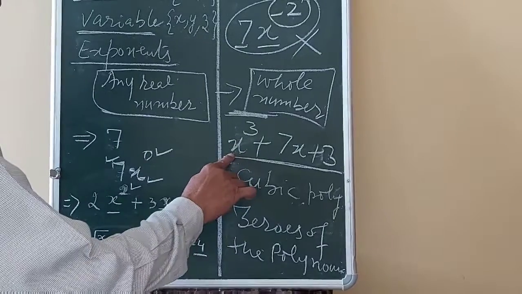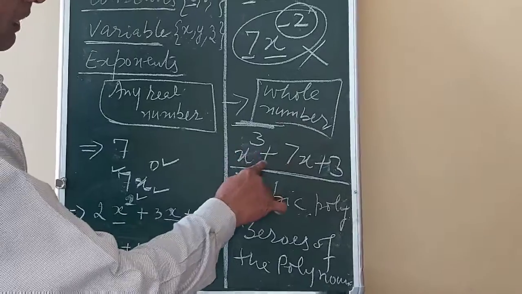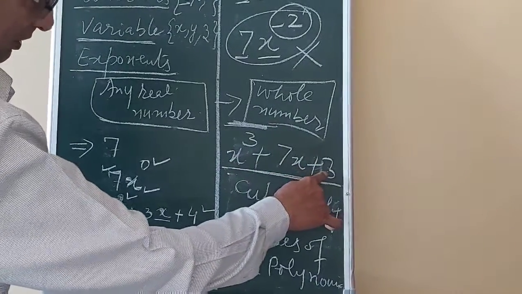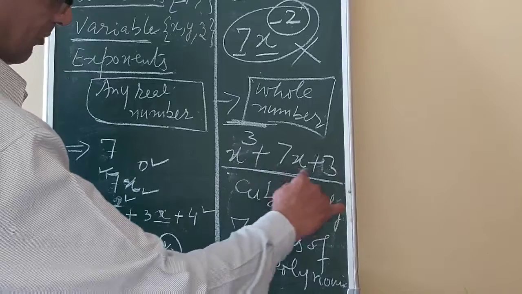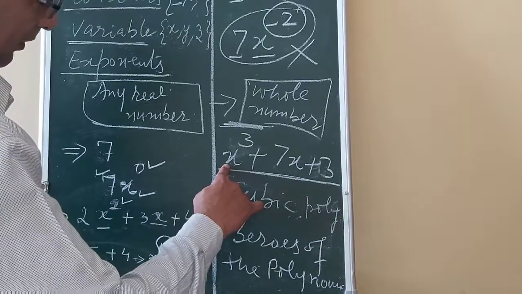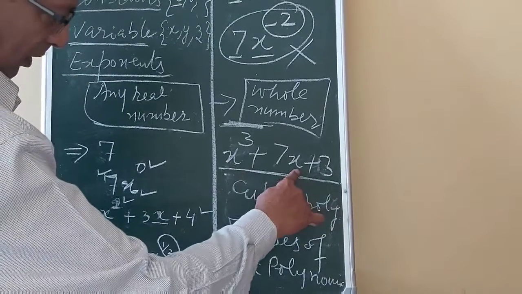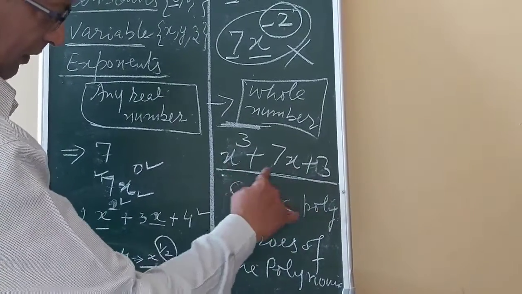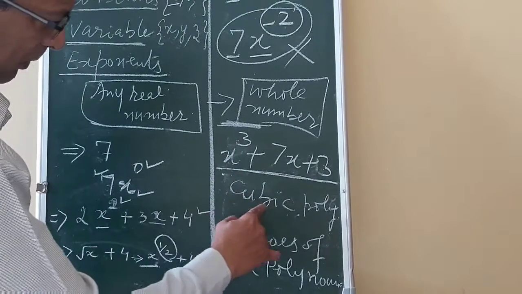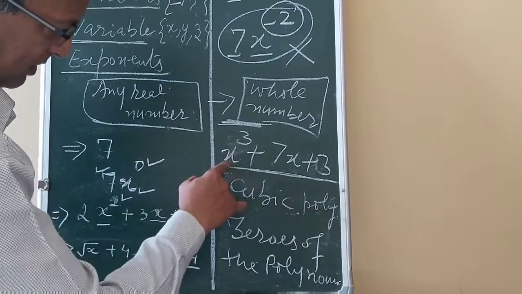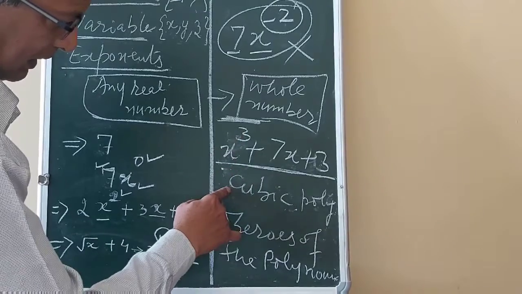We'll take one more example. So we will take another example, say x cube plus 7x plus 3, right? So if in terms you will see it, it will be a trinomial, but otherwise as per the powers you will see that it is a cubic polynomial because the highest degree of the variable is 3.